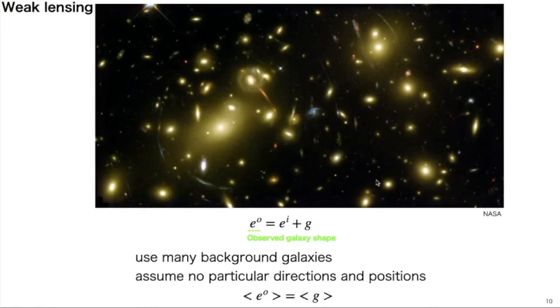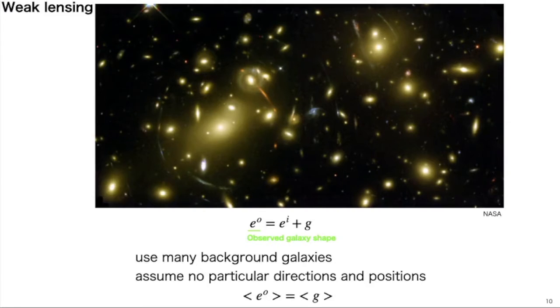So I want to briefly introduce weak lensing and how to estimate the weak lensing effect. This one is the result from the Hubble Space Telescope. Weak lensing is a very weak effect. In this photo, we can see some arcs like this and like this, but this one is the strong lensing effect. In weak lensing, the effect is very weak.